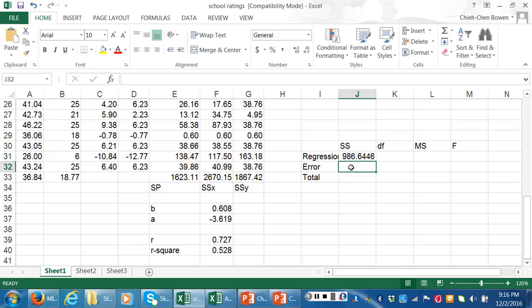And the error is going to be 1 minus r squared times the sum of squares of y. Make sure you grab the value, not the label. Okay, so that's the sum of squares, SSR and SSE. You can make it 3 places after the decimal.